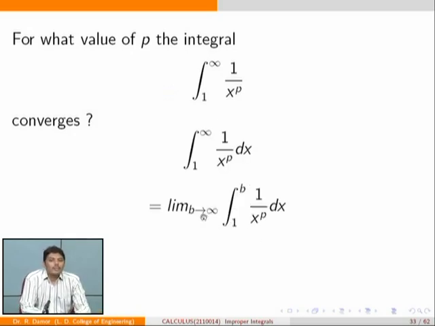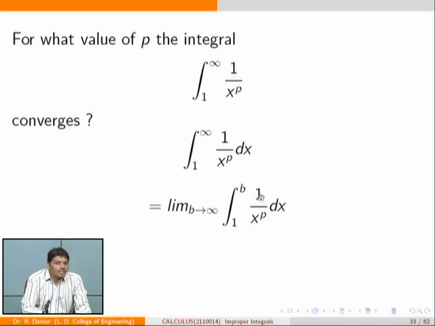The limit as b tends to infinity of the integration from 1 to b of 1 upon x raised to p dx. Now say this is x raised to p, so this integration can be written as x raised to minus p. As you know, the integration of x raised to n is x raised to n plus 1 upon n plus 1.